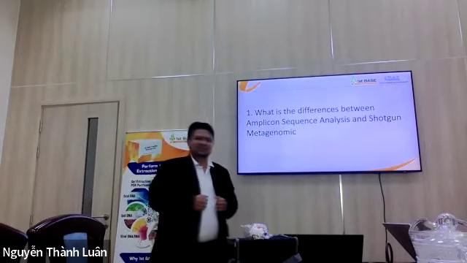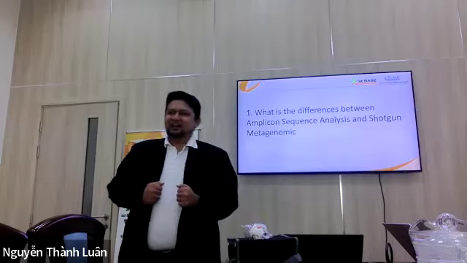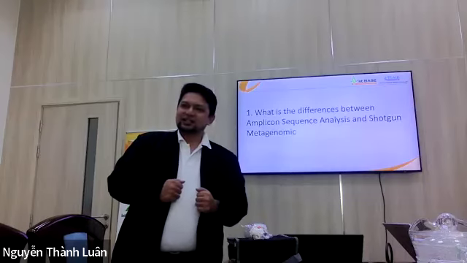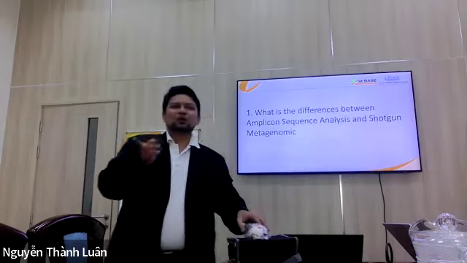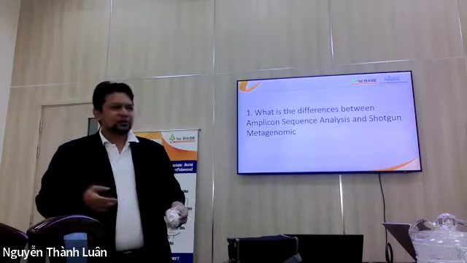One is need PCR and one is not. How about shotgun? For shotgun you don't need PCR. Right. So for amplicon you need to PCR. For shotgun you don't need to PCR.